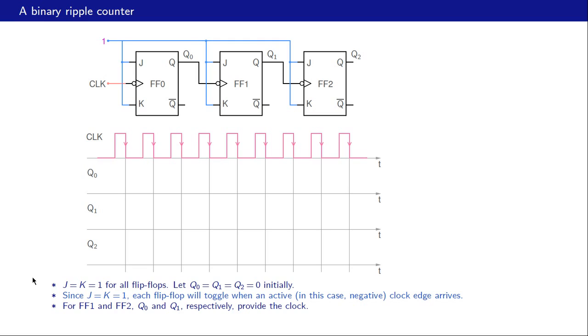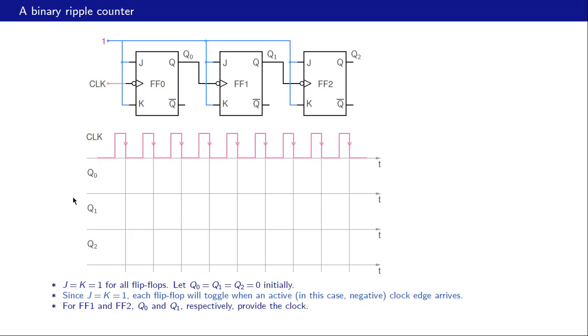Alright, let us now figure out how this circuit works. As we already said, J is equal to K is equal to 1 for all flip-flops, and our starting point is Q0, Q1, Q2 are all 0 initially. Now since J and K are both equal to 1, if we refer to the transition table for the JK flip-flop, we find that after each active clock edge, the output is going to toggle. So therefore, each flip-flop will toggle when an active clock edge arrives. In this case, the active clock edge is a negative clock edge, and that is why we have marked these negative edges here.